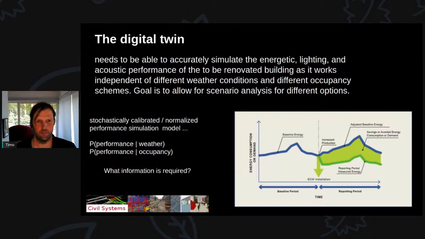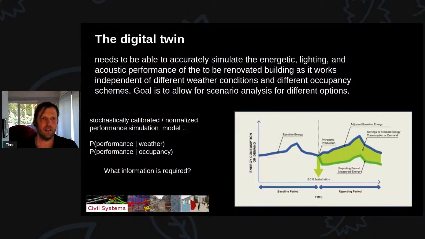And so we also want to have the digital twin so that we can actually do scenario analysis according to all types of different weather conditions. So our calibrated digital twin that can simulate the building can allow us to normalize it for the weather first, so we can compare different options independent of how the weather is going to be, or independent of how the occupancy is going to be, right?